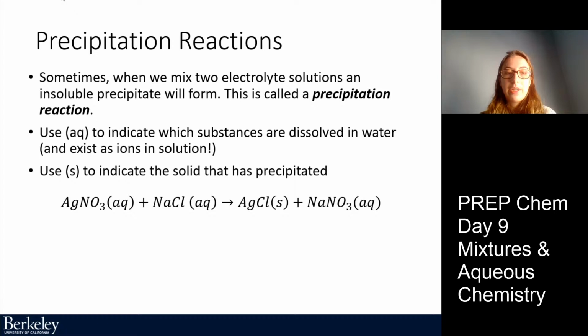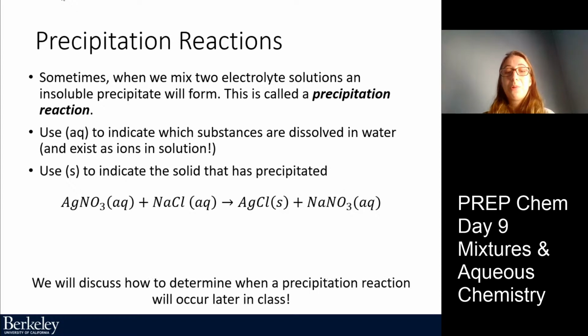Right here, I've written out a reaction of silver nitrate and sodium chloride that reacts to form silver chloride and sodium nitrate. I've denoted which species exist in solution and which species precipitates. In this case, silver chloride precipitates out of solution when we react these two electrolytes together. That is denoted by having the solid phase in parentheses after the molecule. We will discuss how to determine when a precipitation reaction occurs later in class.